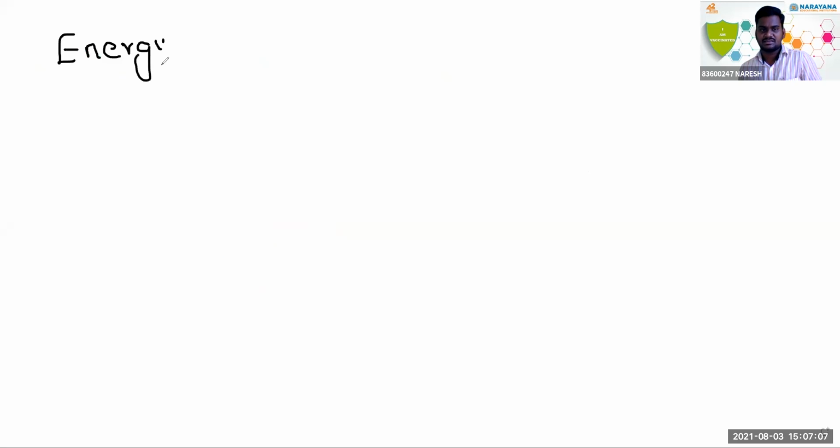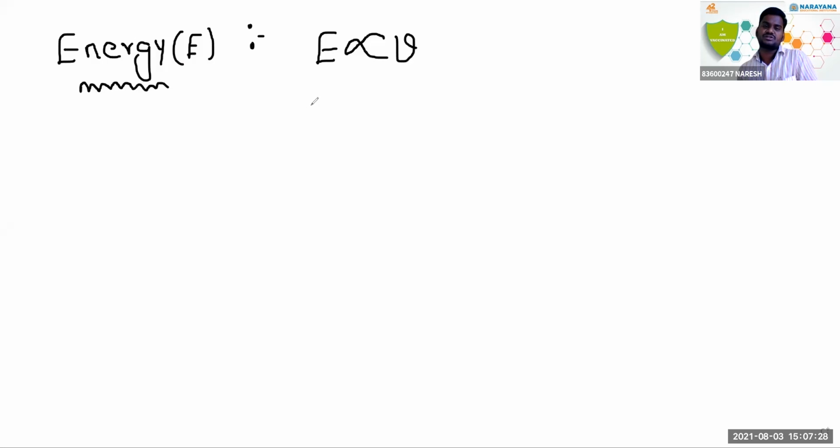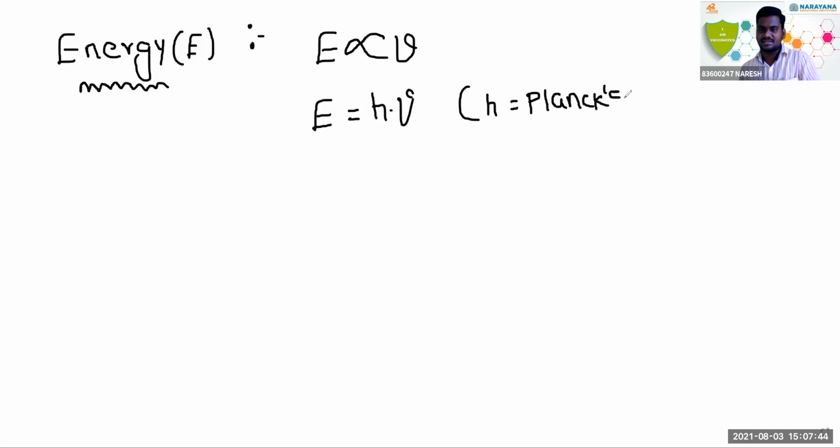Here energy is directly proportional to the frequency. Generally, the energy of light is directly proportional to the frequency. E is proportional to nu, so from that E is equal to h nu. Here what is h, do you know? h is Planck's constant.